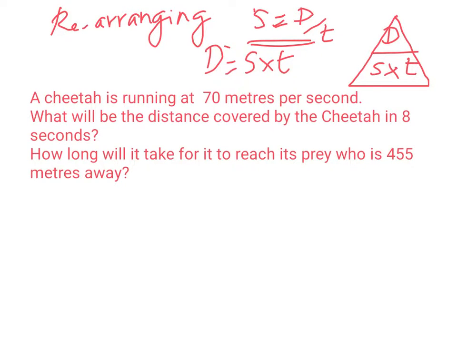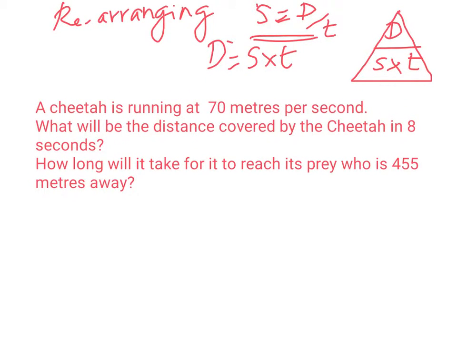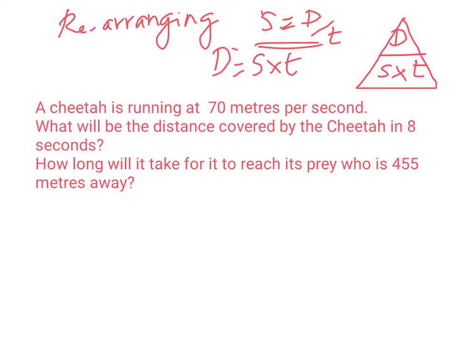So the way to use that is, say, if you want the speed, you just hide the speed and you get the formula as d divided by t, distance divided by time. And if you want the time, you have to divide distance over speed. Okay, so in this case we're going to use this formula, either following this way or the triangle way. We need to rearrange this equation.